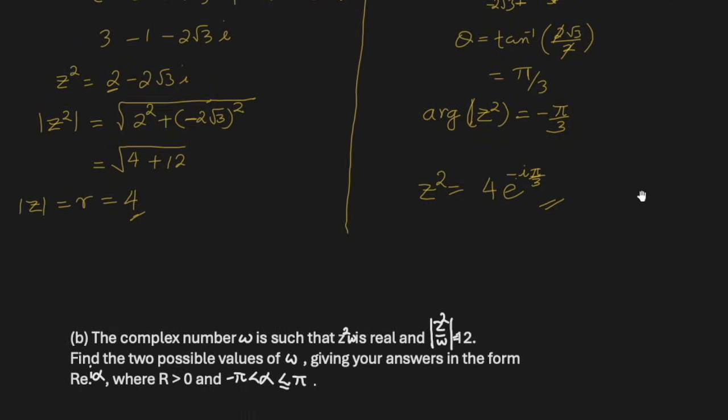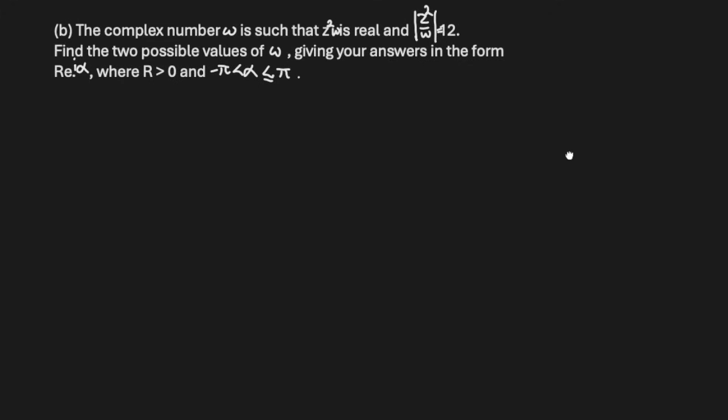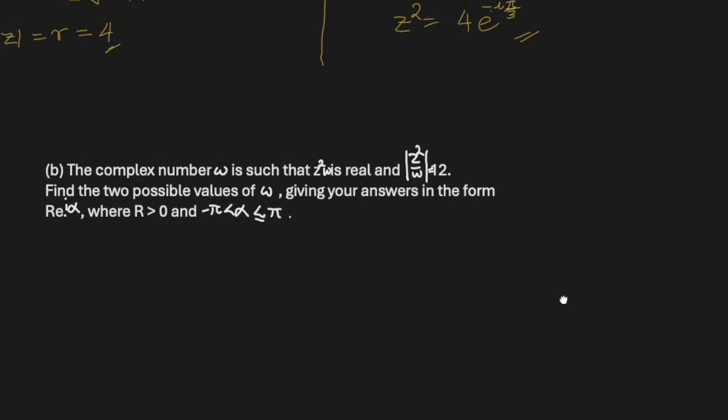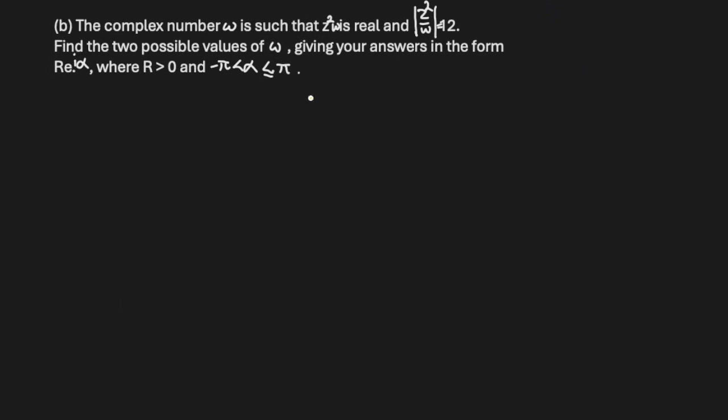Next. The complex number w is such that z square w is real. So what was z square? 2 minus 2 square root 3 i, times w. Okay, let's assume that w is a plus ib. Let's think about this, okay? So I will write here that 2 minus 2 square root 3 i times a plus ib is real.